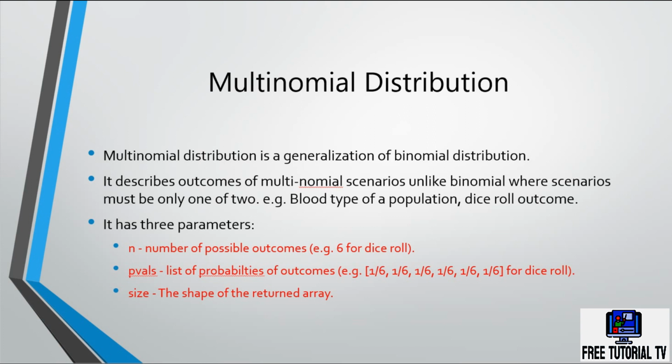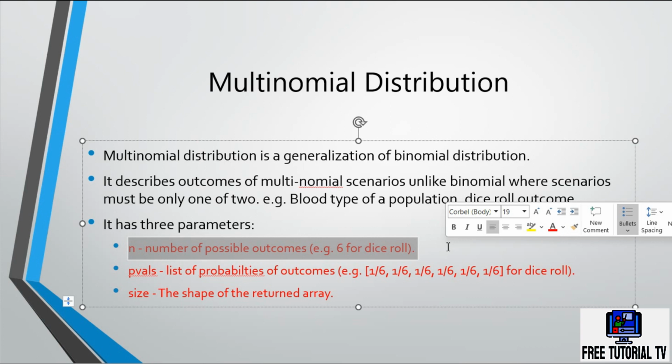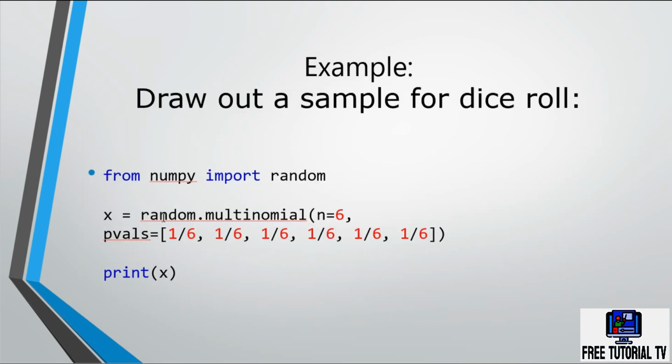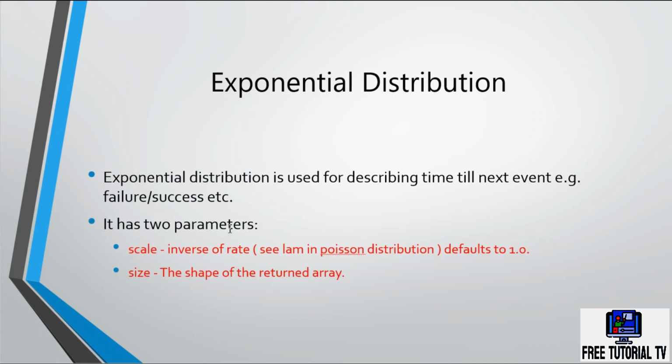Multinomial works the same way, you will be able to see a number of possible outcomes. What is your number of possible outcomes? n. And then you give your probability of outcomes, and then you give your size. So this is how you can generate a multinomial. Then after generating the multinomial, you can just put it into your sns plot and you can see the output.